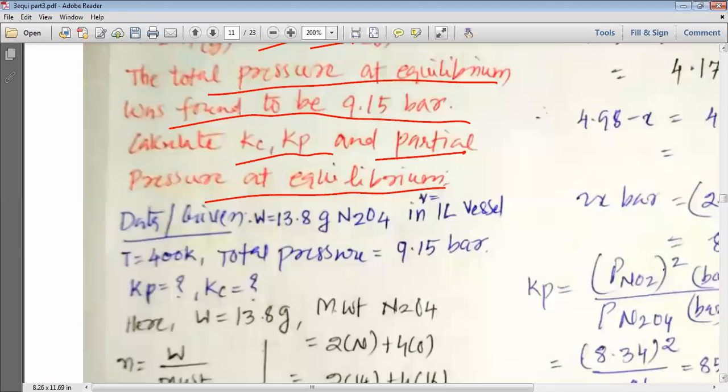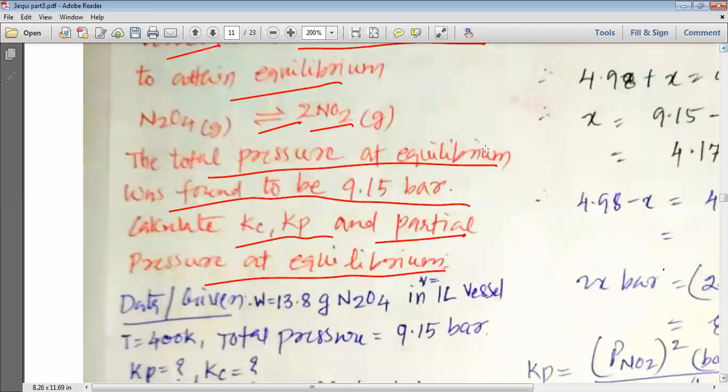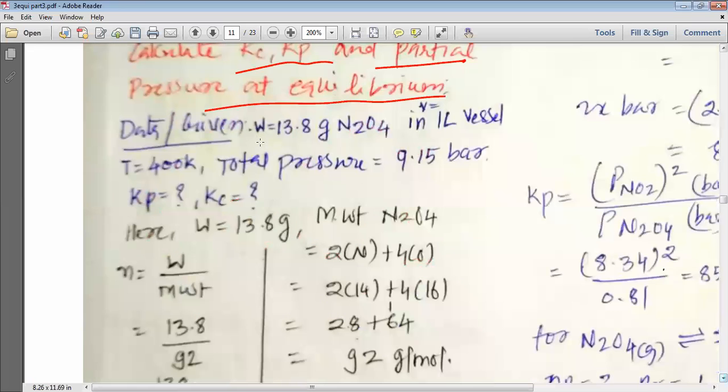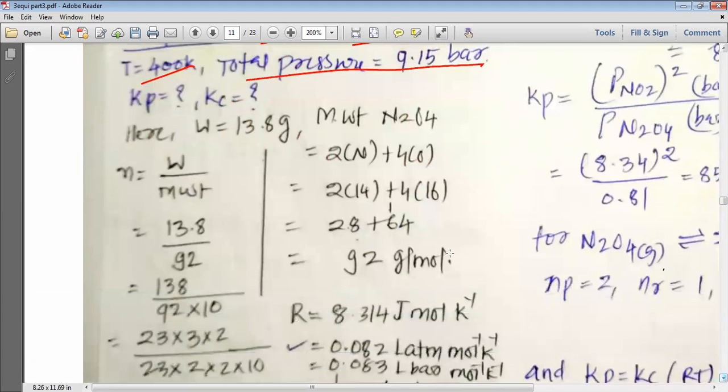So please remember that we have the decomposition of N2O4 into 2NO2. Here the mass of N2O4 is given, the volume is given as 1 liter, the temperature is 400 Kelvin, the total pressure is given as 9.15 bar, and we need to find out the value of Kp and Kc and then the concentration. So here, mass is given, and the molecular weight of N2O4 we find is 92 gram per mole.